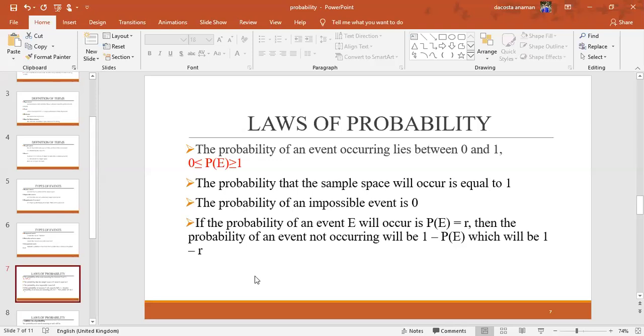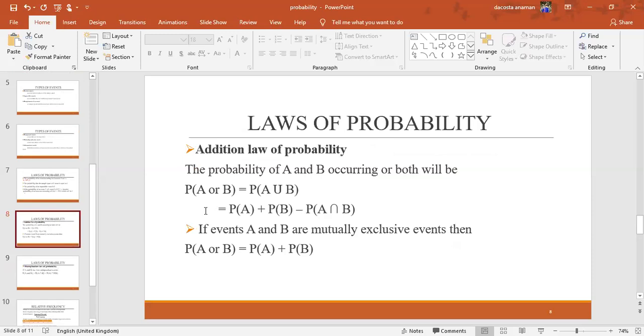Anything in between 0 and 1 means that it is probable to occur, or it is less probable to occur. Now, if the probability that an event will occur is P of E, which we want to represent with R, then the probability of an event not occurring will be 1 minus P of E, which would be the same as 1 minus R.